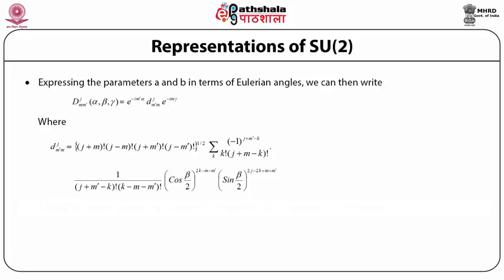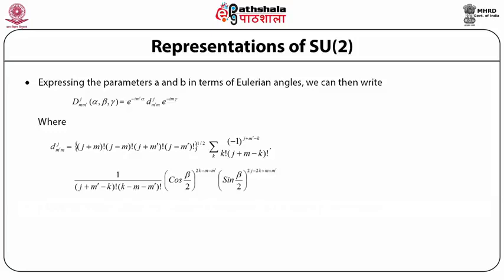j plus m factorial into j minus m factorial into j plus m prime factorial into j minus m prime factorial, multiplied and summed over the index k of minus 1 to the power j plus m prime minus k, divided by k factorial, j plus m minus k factorial, j plus m prime minus k factorial, into k minus m prime factorial, and all of this multiplied by cosine beta by 2 to the power 2k minus m prime, sine beta by 2 to the power 2j minus k plus m prime.